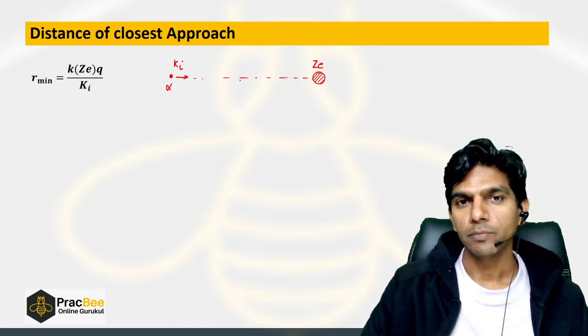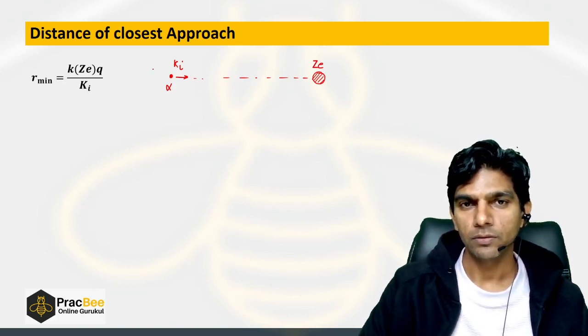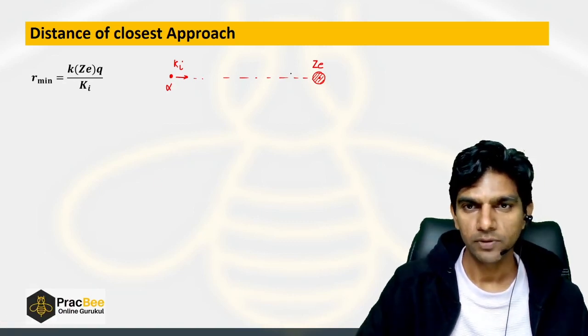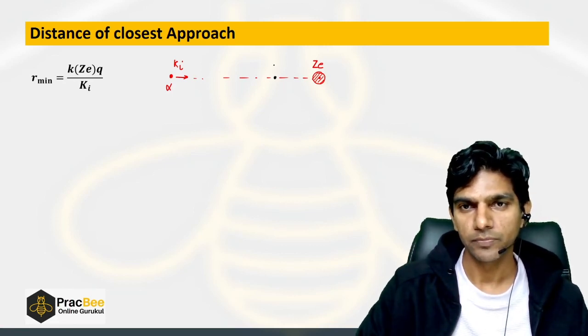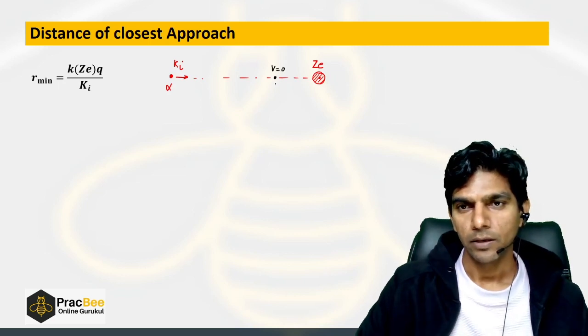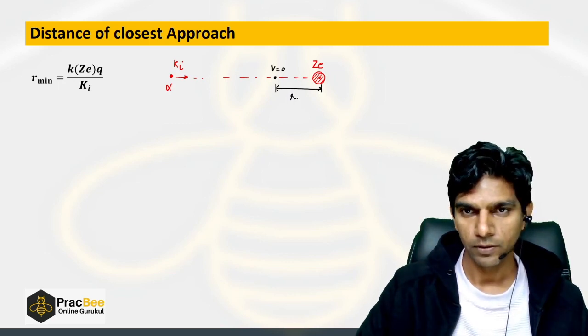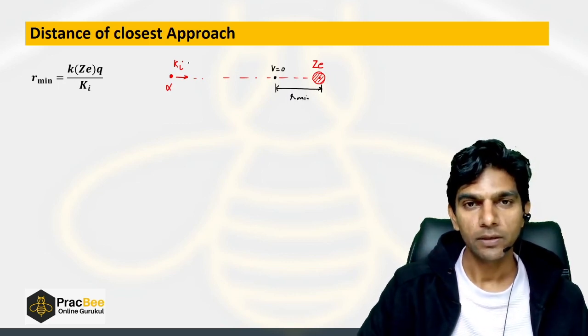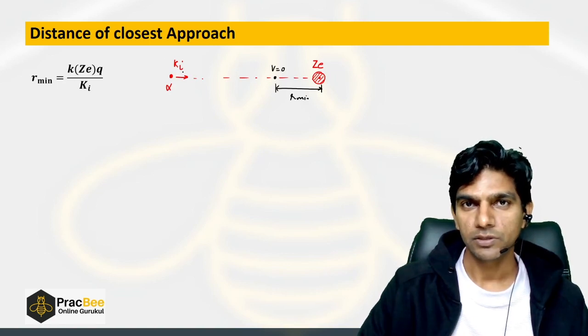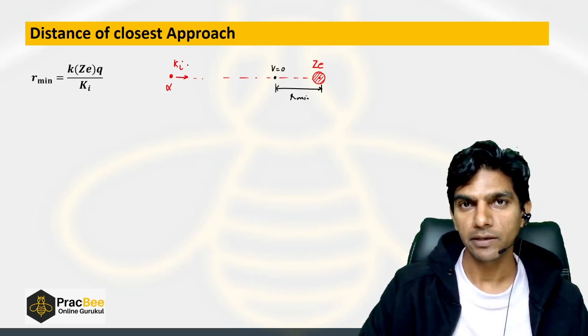Now the line of motion of the alpha particle passes through the center of the nucleus, and due to strong electrostatic repulsion, let us assume that the alpha particle comes to a momentary rest at this particular point. Here the velocity will become 0. This distance is known as the distance of closest approach. We are assuming that when the energy of the alpha particle was Ki, it was quite far from the nucleus, so they were not interacting.